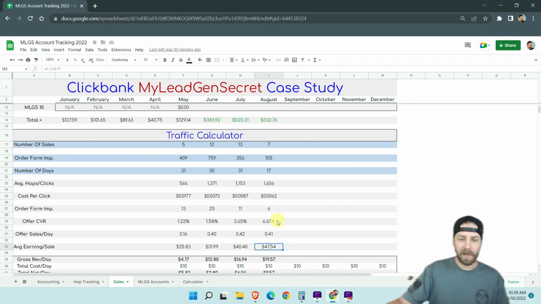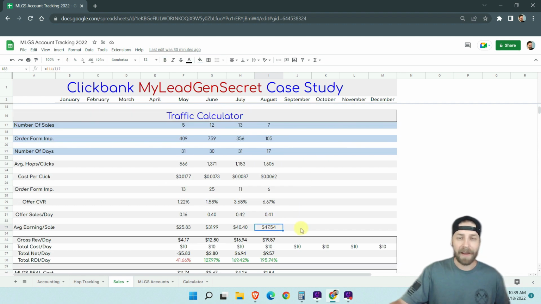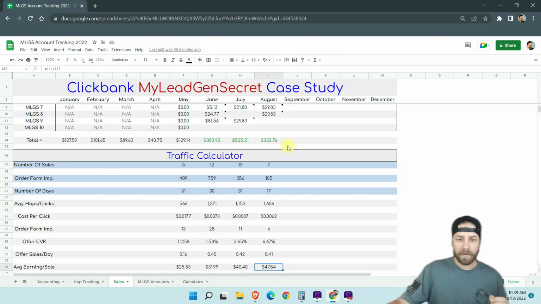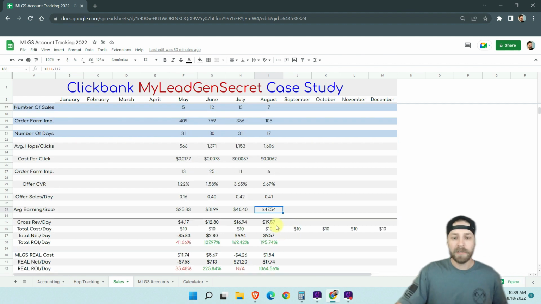Then based on the number of sales divided by the number of days in the month, it calculates my average earning per sale. You might have to rewatch this a few times to understand that, but this is based on how much I've received in sales divided by the number of days. My average sale per day is $47.54. Remember, I have 10 accounts, so it's costing me a total cost of $10 per day.